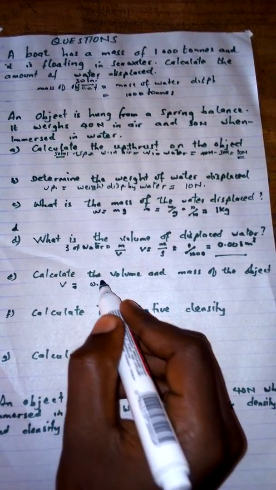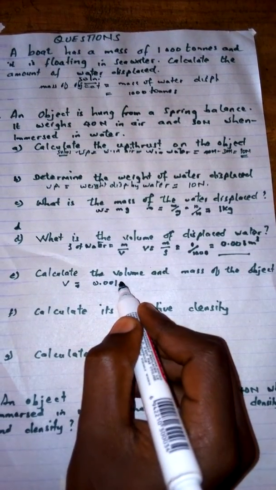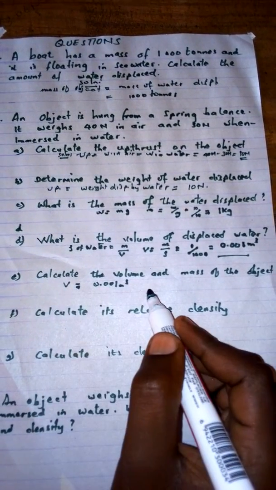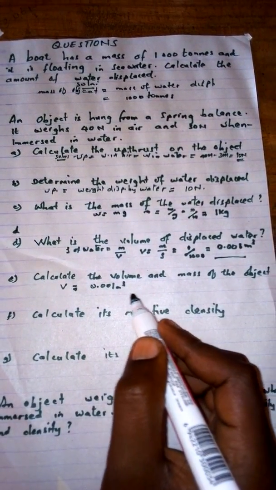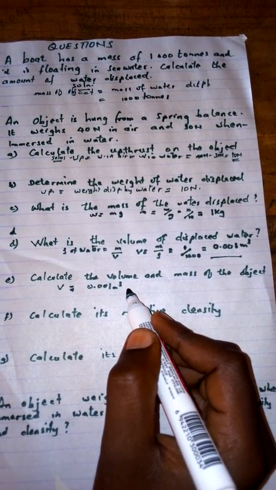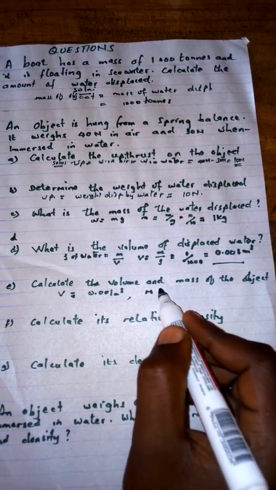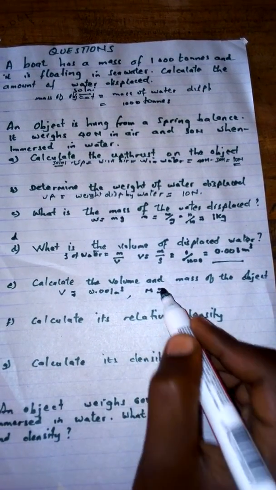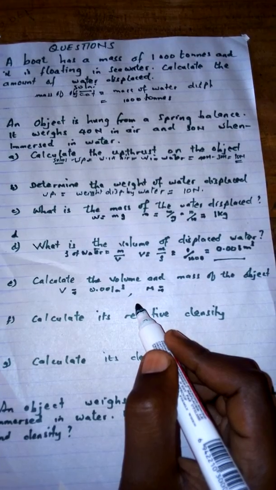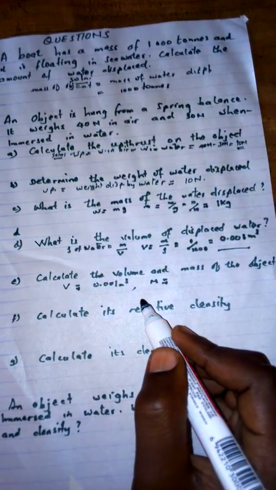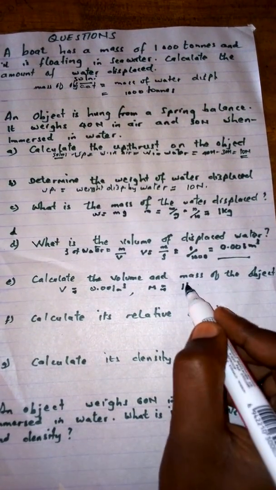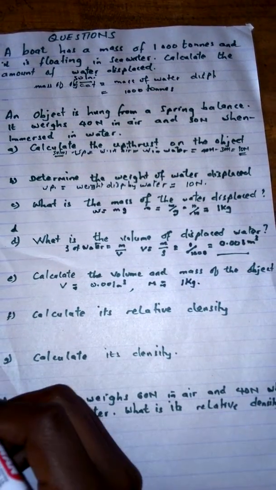It is 0.001 meter cubed, because the volume of an object is the same as the volume of the water displaced. But also the mass of the object will be the same as the mass of the water displaced. So the mass of water displaced is 1 kilogram, so it will be the same.